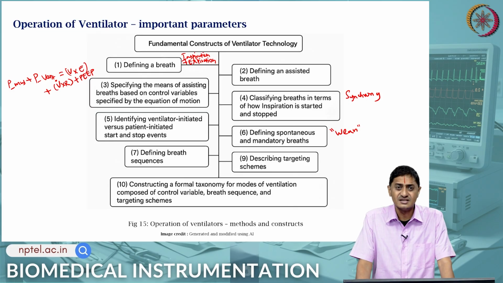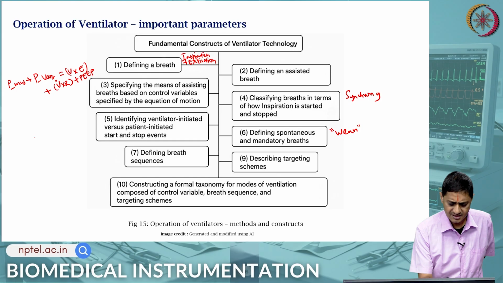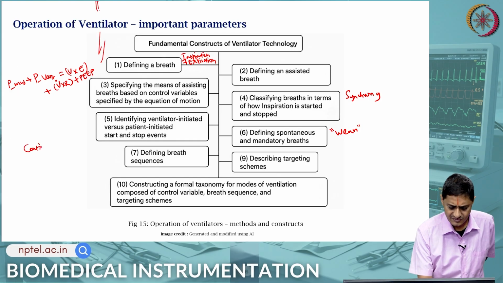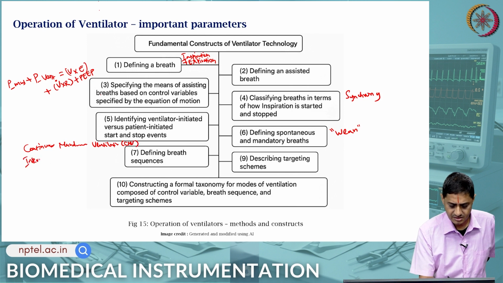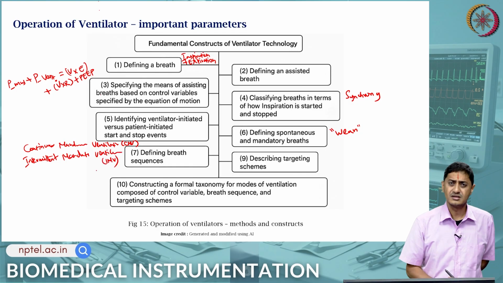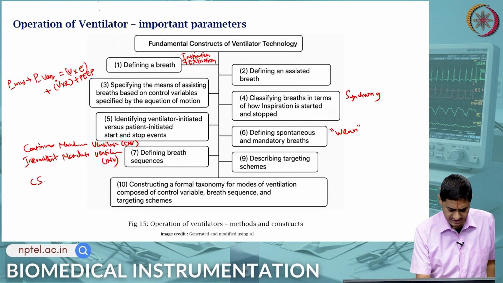Now next is defining breath sequences. You need to decide what is continuous mandatory ventilation, CMV, or intermittent mandatory ventilation, IMV, or continuous spontaneous ventilation. You need to define these sequences.